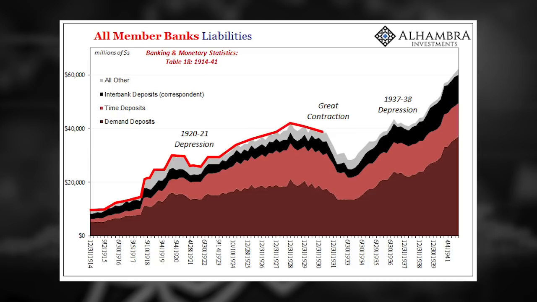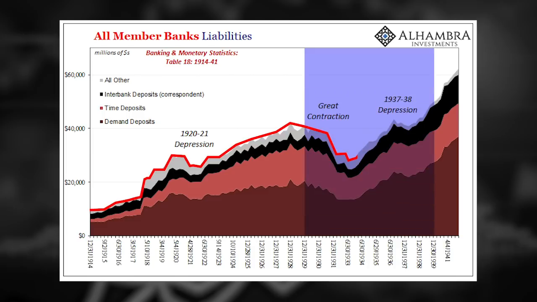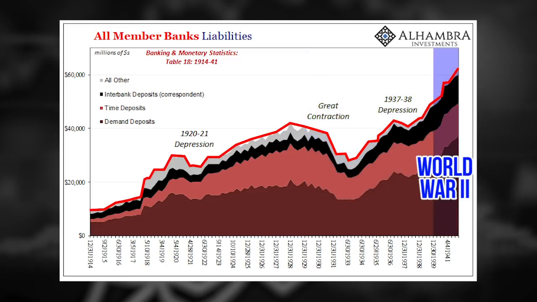And then it went down by almost a third during the beginning of the Great Depression. The Fed reversed course, then the money supply continued to grow, and then it went parabolic during World War II.